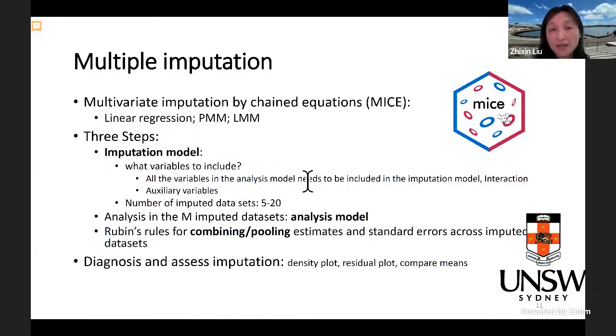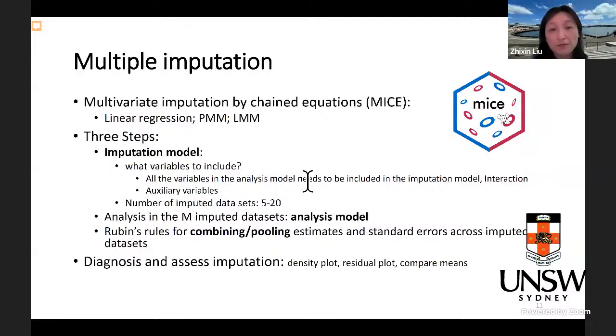And how many imputation sets do we need? That number actually varies. A general range is from 5 to 10, to 20, depending on how high your proportion of missing information is. But in general, 20 is sufficient.